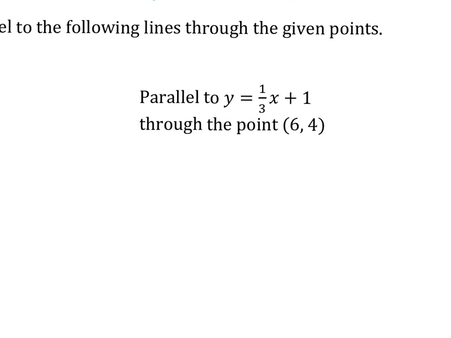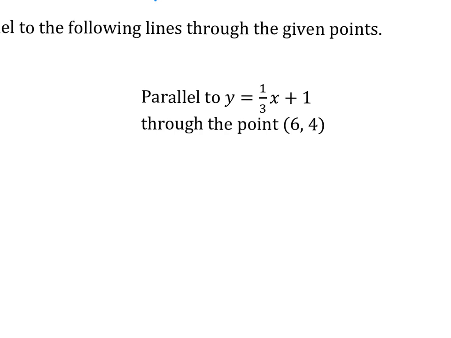Okay, let's look at another example here. So it's parallel to this one, so it means that our slope is going to be 1/3. Okay, and it goes through the point 6, 4. So 6 is our x and 4 is our y. So we'll plug all of these into y equals mx plus b.